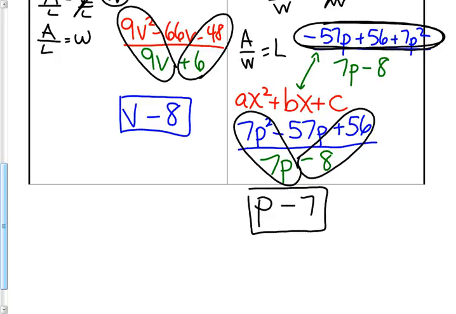And that is it for dividing polynomials, or most importantly, trinomials, by binomials.